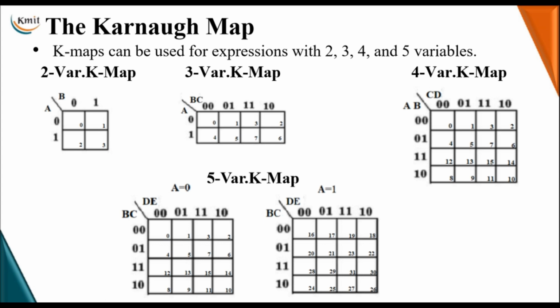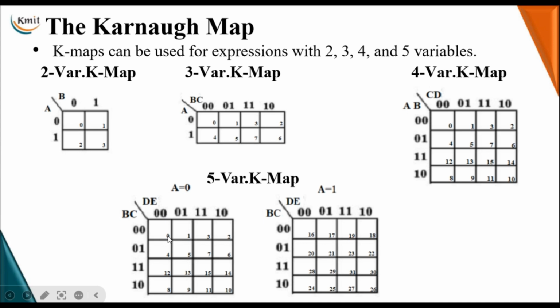The first, topmost layer will have the A value 0, and the bottommost layer has the A value equal to 1. The row indexes of BC start with 0, 0, then the second row index is 0, 1, the third row index is 1, 1, and the fourth row index is 1, 0. The column indexes of DE are 0, 0, then 0, 1 for the second column, 1, 1 for the third column, and 1, 0.